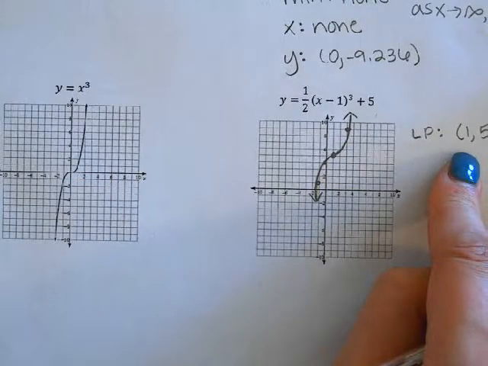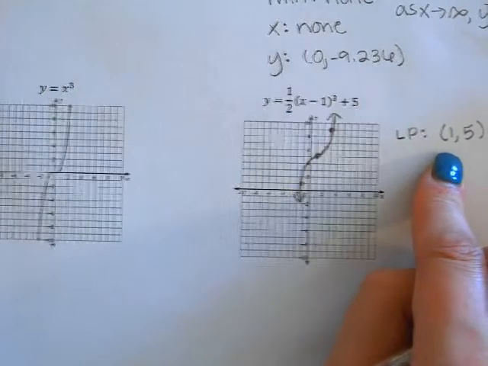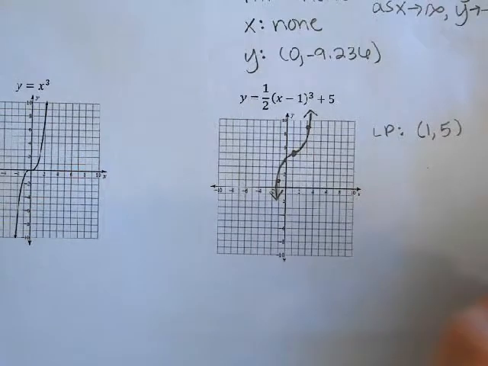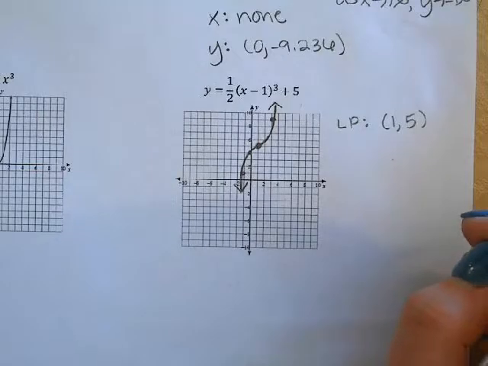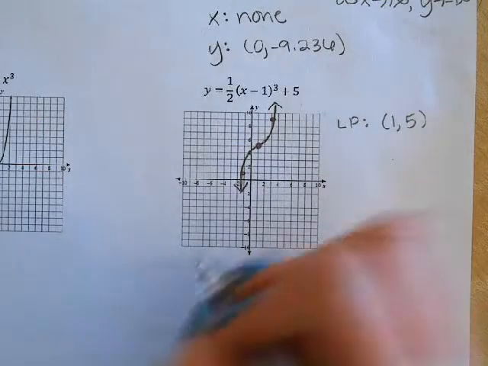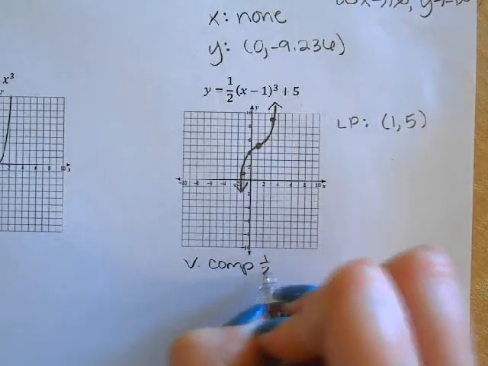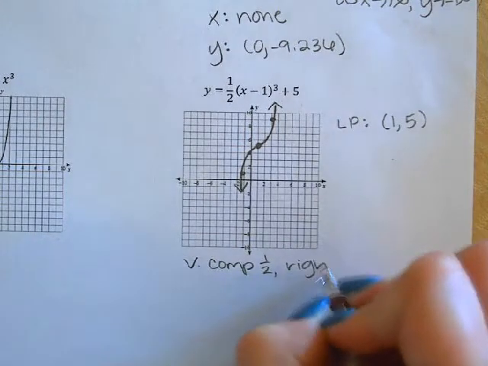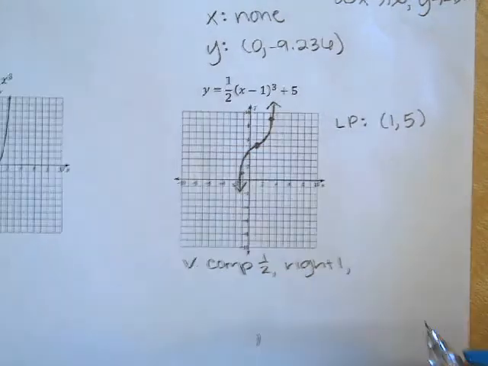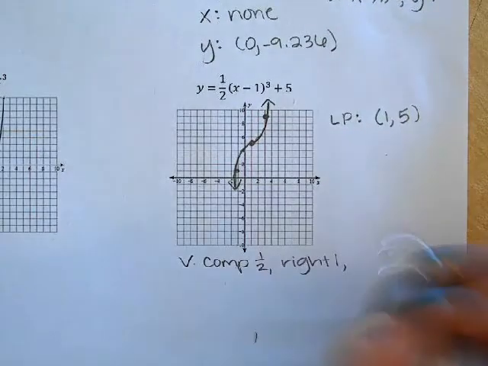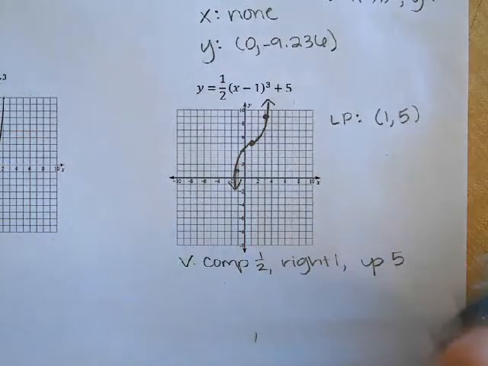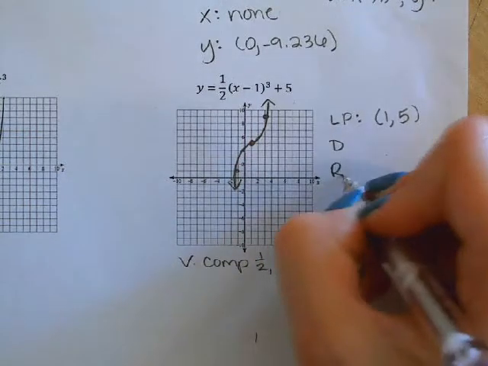What are the transformations? What are the transformations for this graph? Vertical compression, but not left one, right one, and up 5. Okay, we have to find the domain and the range.